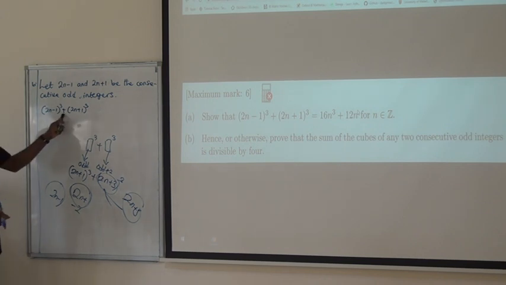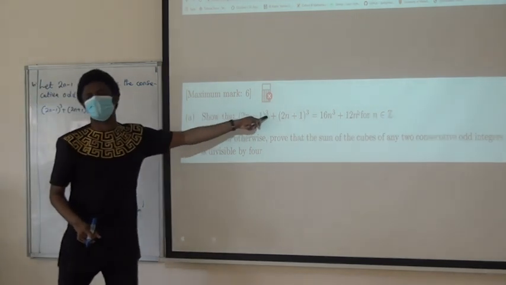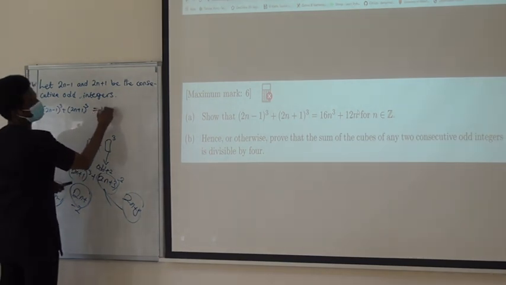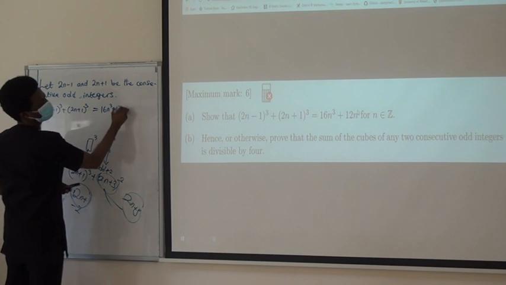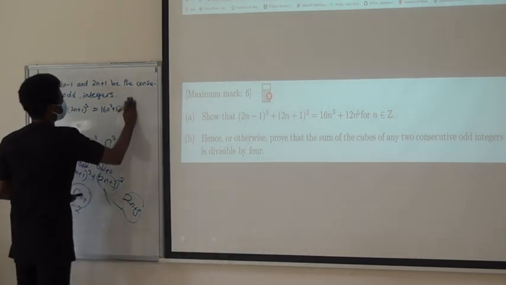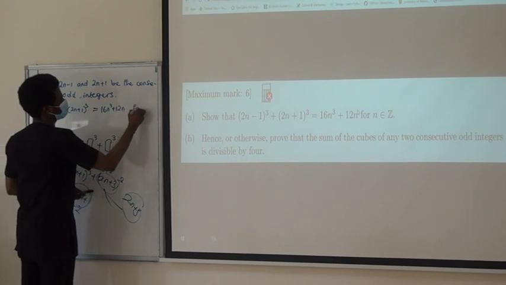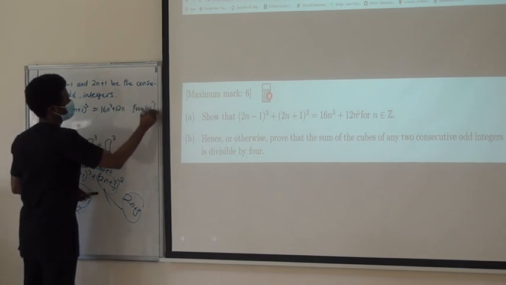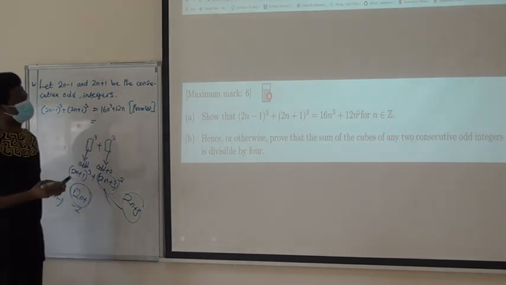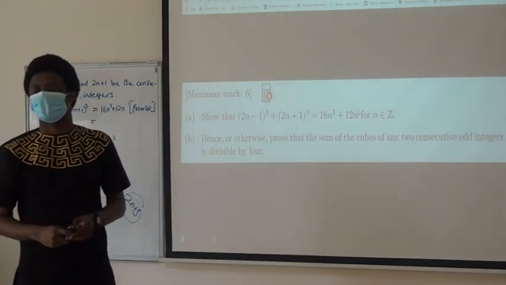So rather than expanding this again, you don't have to, because you already got something about it, which is what? 16n cubed plus 12n, right? No, only 12n. Just n. So what you put in brackets, from A. Okay? To prove that something is divisible by 4, what does it mean?